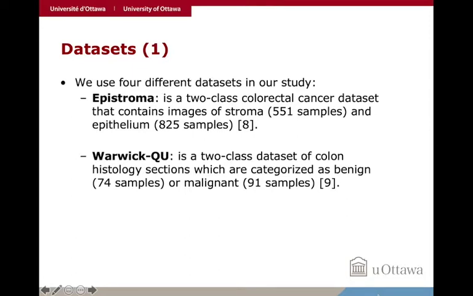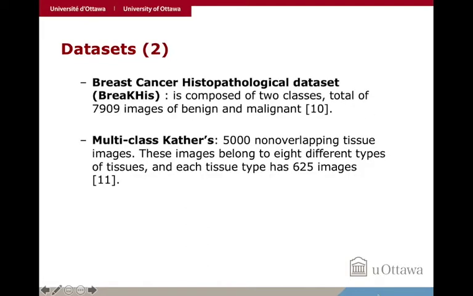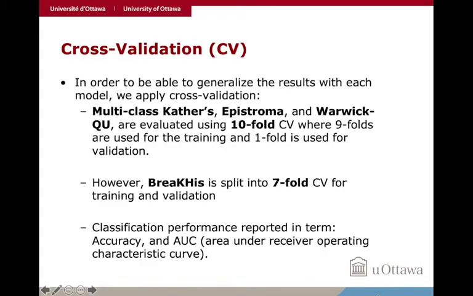We use 4 datasets in our study. Please note that Abisroma, Warwalk, and the breast cancer histopathological dataset, or BRCHIS, are binary classification problems. However, Cather's dataset is an 8-class classification problem. We validate our model in the context of cross-validation and then report the accuracy and AUC.